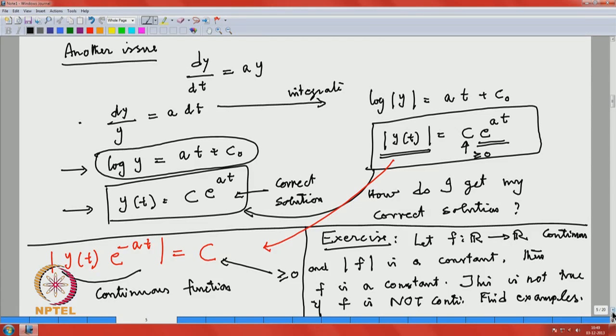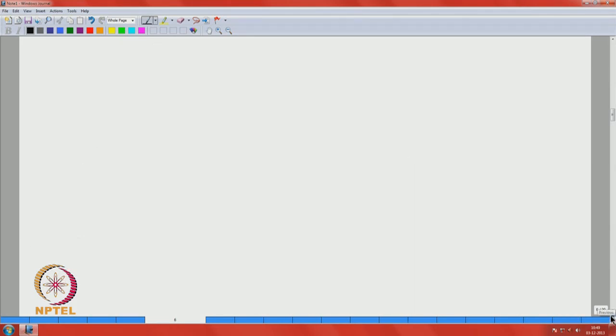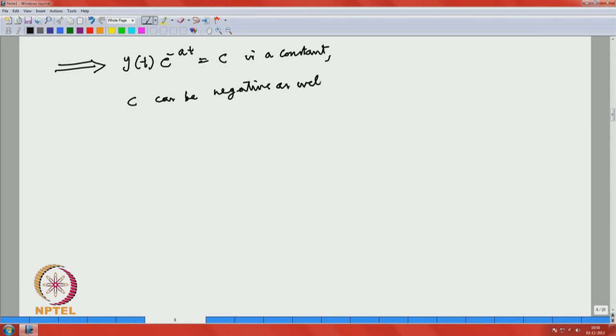With this observation, this is a continuous function, and its modulus is constant. Hence this continuous function y(t) times e power minus a t itself is a constant. So the exercise implies y(t) e power minus a t equals c, a constant. What's the difference from earlier? This constant can be negative, where c can be negative as well. So that is why I call it very arbitrary.